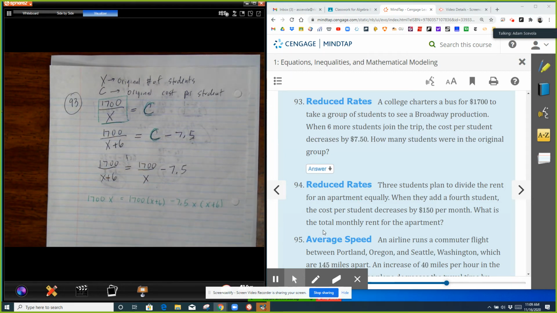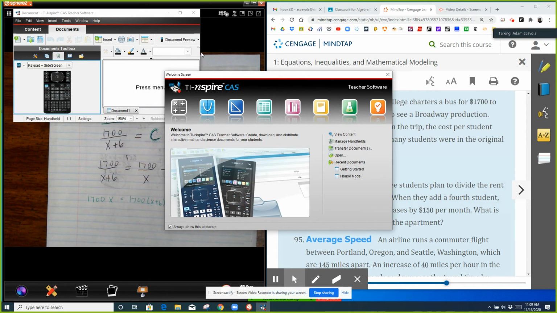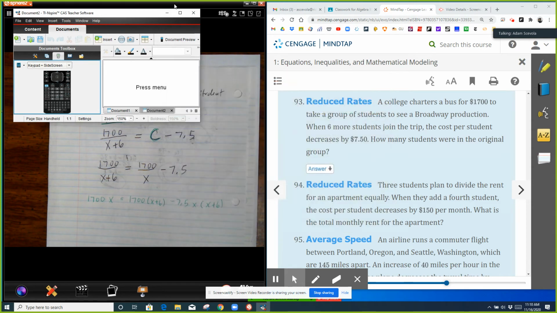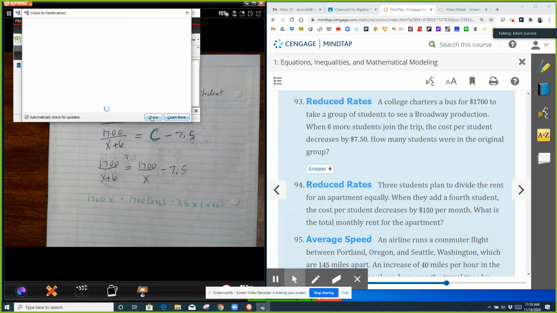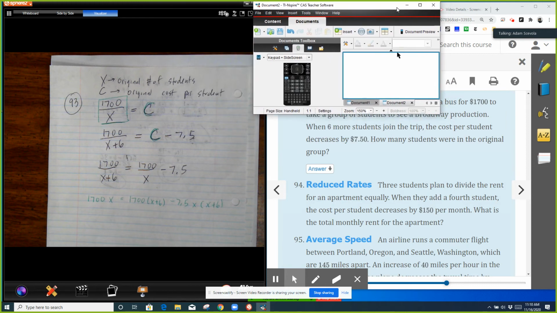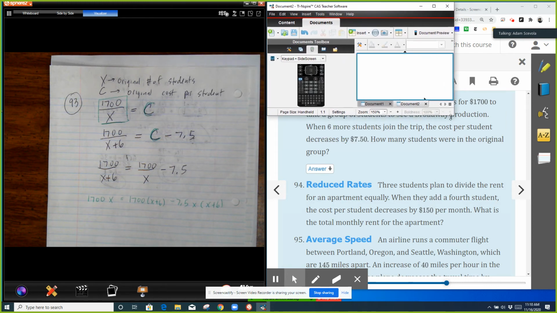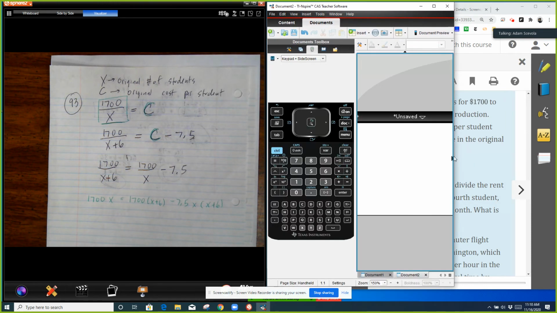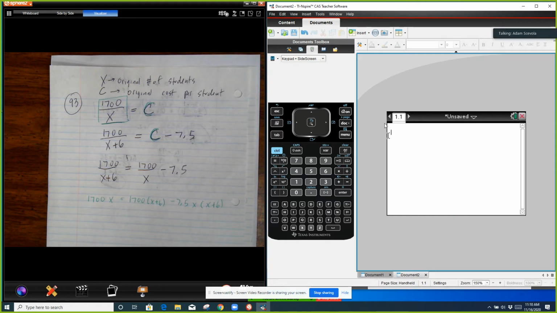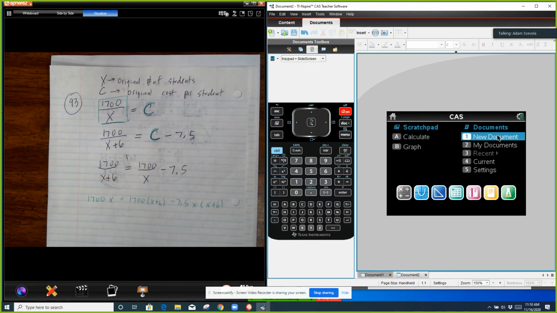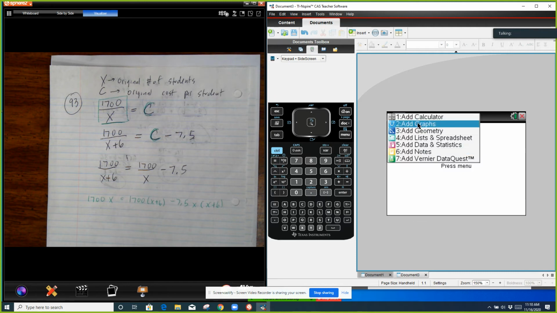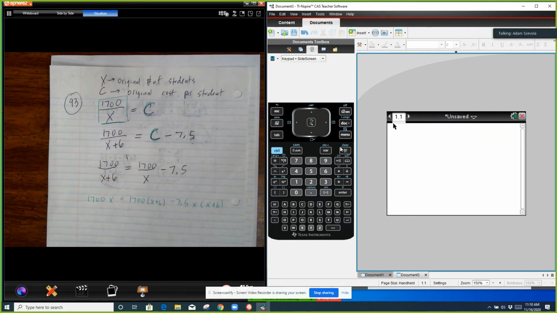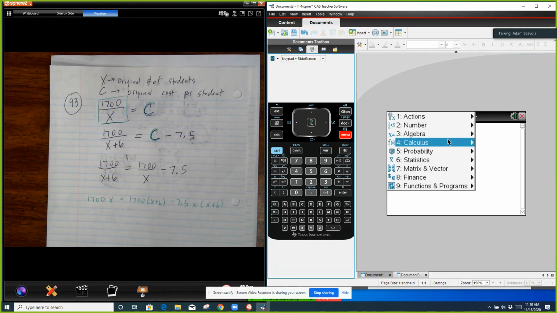So we're going to go to the home screen, add a new document, add a calculator. All right, I'm going to type in the original equation, not the one in green, because if I made a mistake, then I'll get the wrong answer. I'm going to go menu, algebra, solve, type in the equation, so control division, okay, 1,700 over X plus 6 equals control division, 1,700 over X minus 7.5, and then comma X.